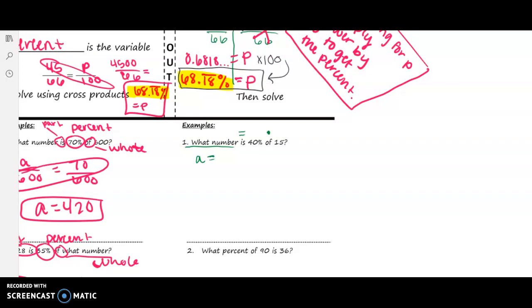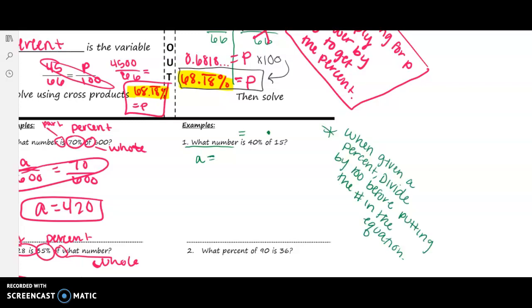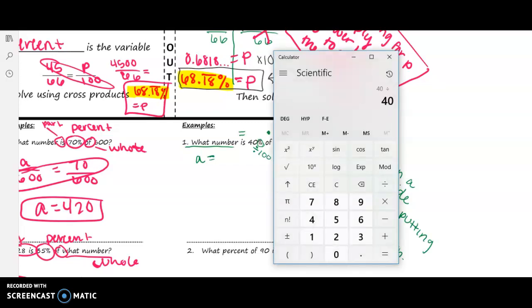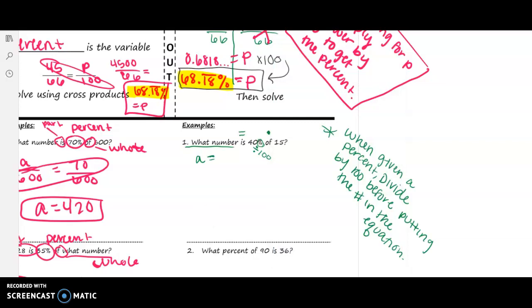We do have an extra step here. Our extra step is that they gave us a percent, but we know when we use an equation, we can't have that percent sign. So we actually have to take this number and divide it by 100 to get a decimal. We're going to do 40 divided by 100 because we can't have that percent in the equation. And so the number we're going to use is 0.4 times 15.